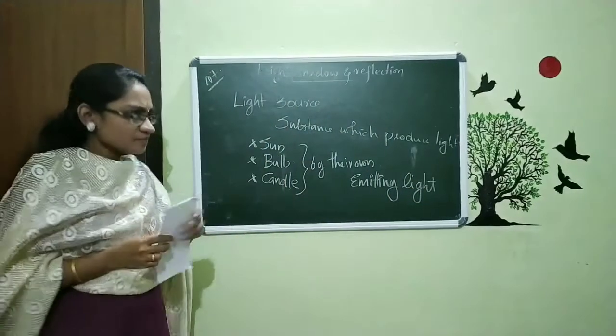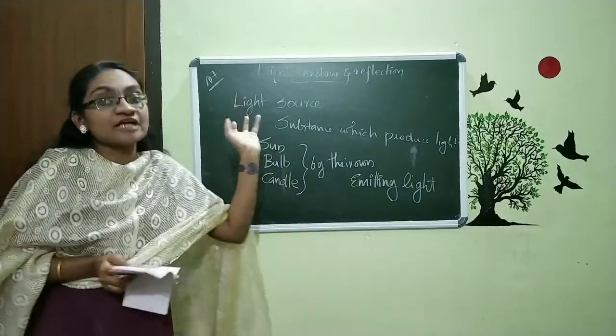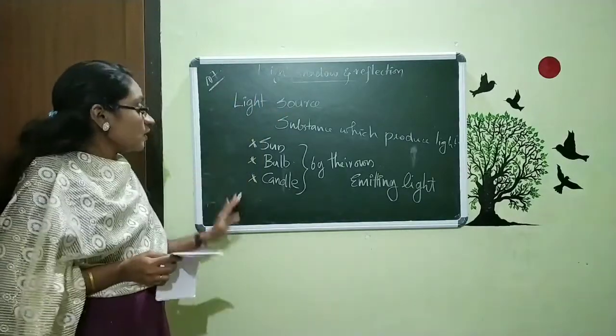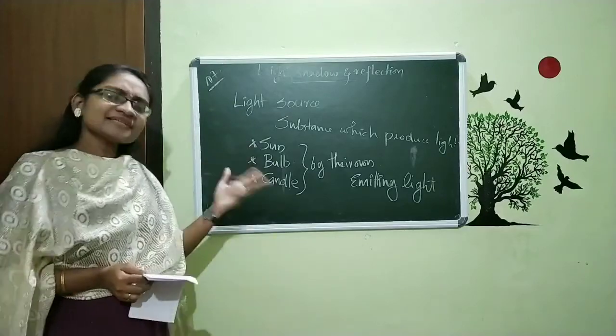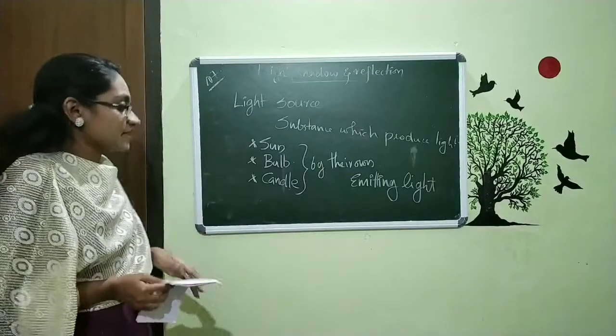Emitting light means the same, it produces light, but in general for light we use the term emit light. That means it gives out light. So the examples for the light sources are sun, bulb, candle, etc. There are different types of light sources. You can add more examples.